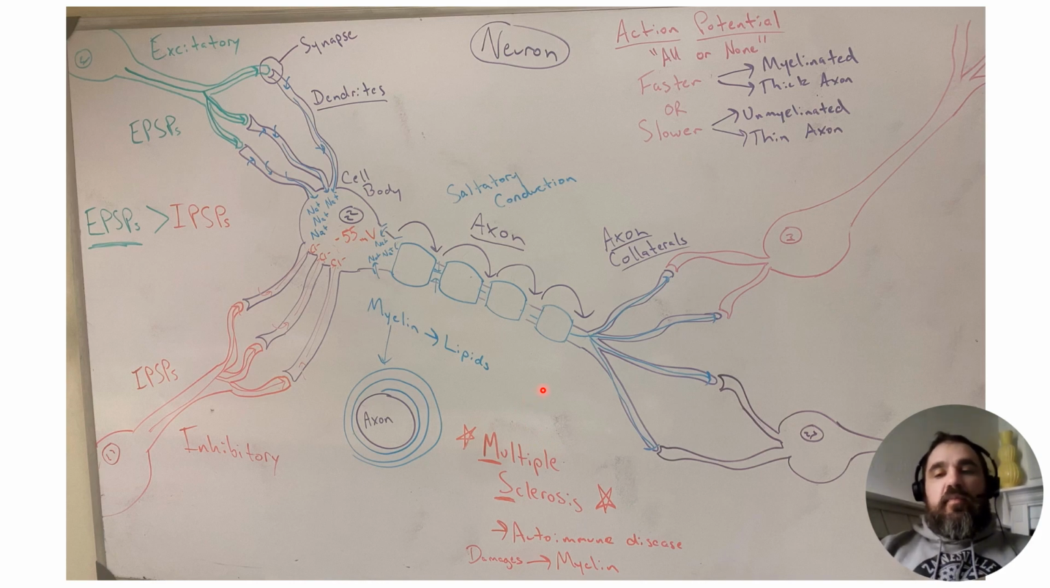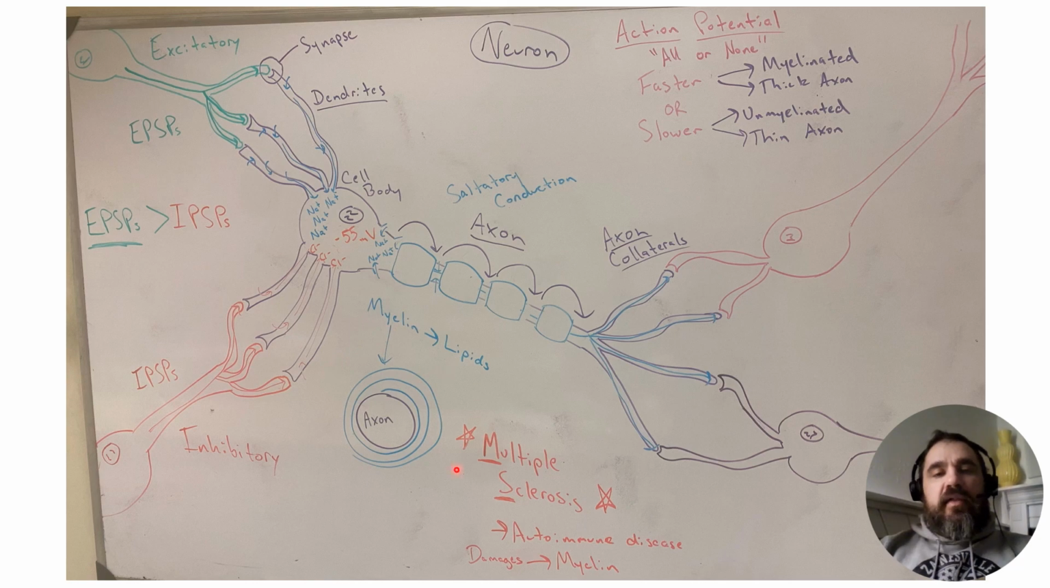Okay, and then when we depolarize, we hit up to about positive 30 millivolts, and then voltage-gated potassium channels open, potassium ions leave, and that starts the repolarization process back to the beginning. And again, we're not going to have to go over all those individual steps of all that stuff.